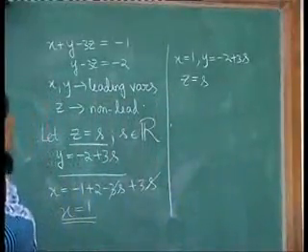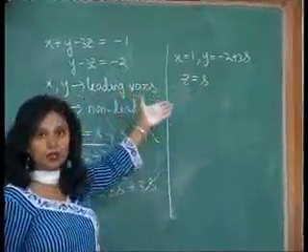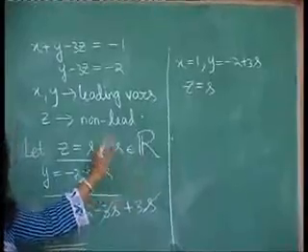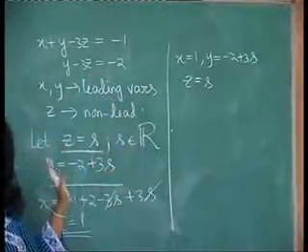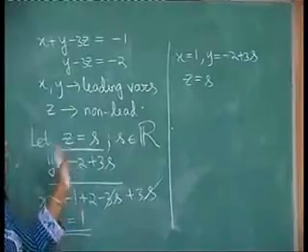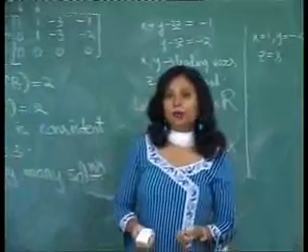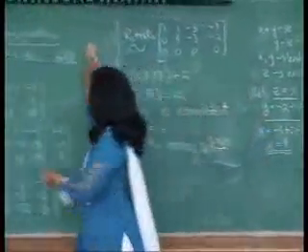So as we keep on putting different values for s, we will get different solutions. And since s is any real number, s can take infinitely many values. That means there will be infinitely many solutions for this system. These were certain direct problems. Now let's see a slightly more difficult problem.